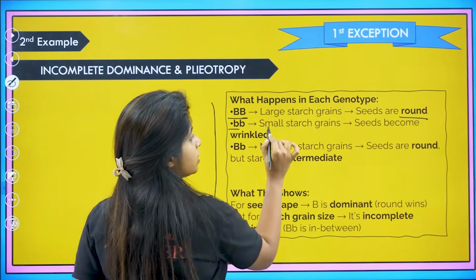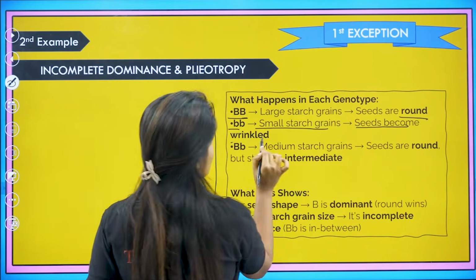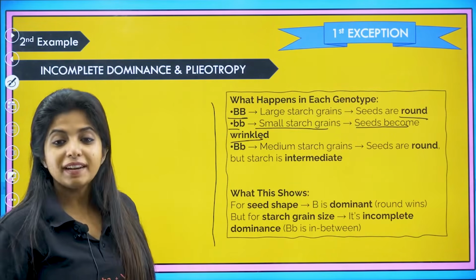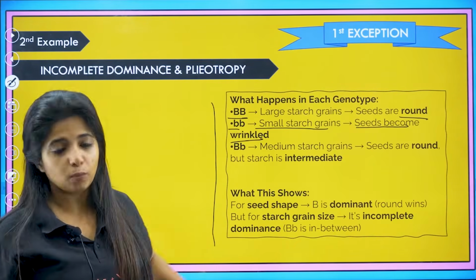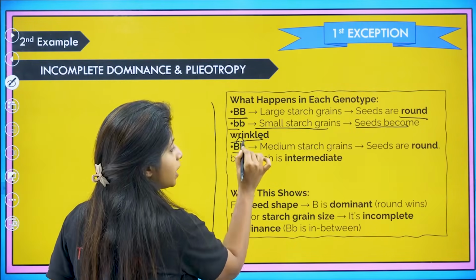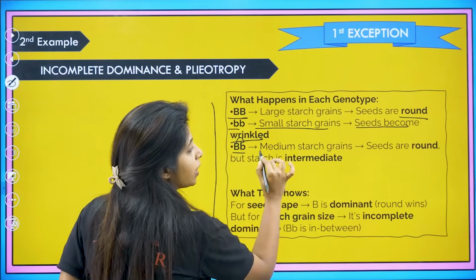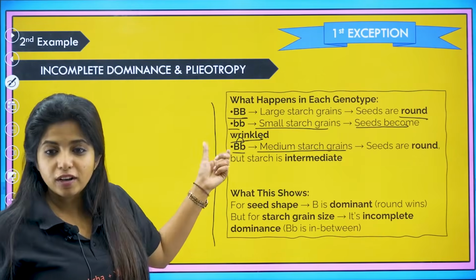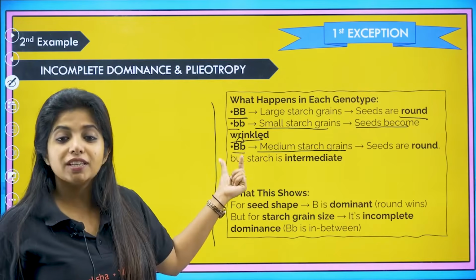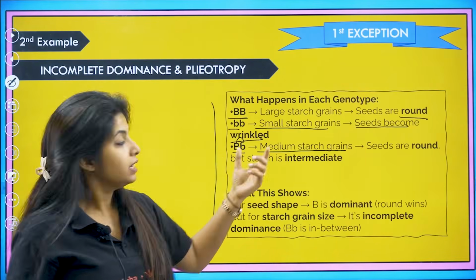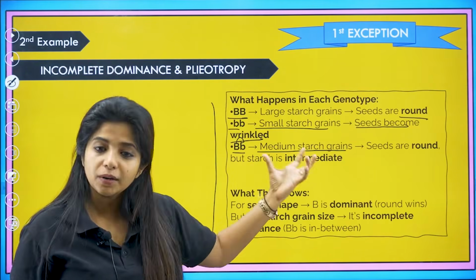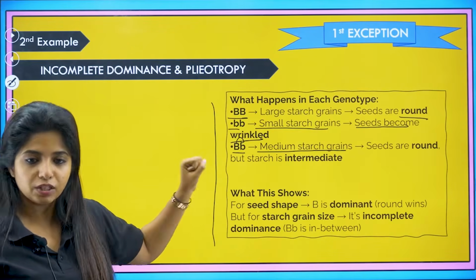Now small b, small starch grain, and the seed becomes what? Wrinkled, my dear children. But this is also an example of incomplete dominance. Why? Because when capital B and small b come together, it is not completely dominant, which is why you get medium starch grains. Otherwise you should be getting large starch grains, right? So this is an example of incomplete dominance as well. Now seeds are round but the starch is what? Intermediate.